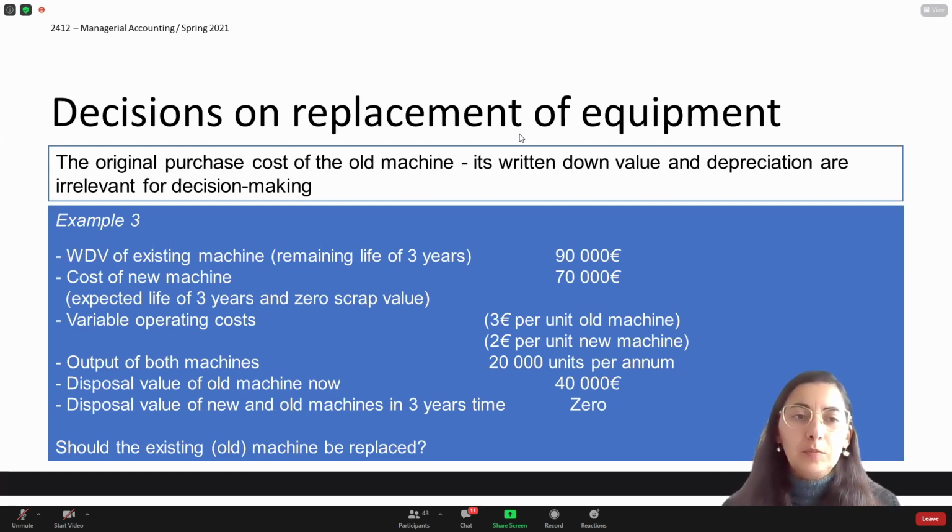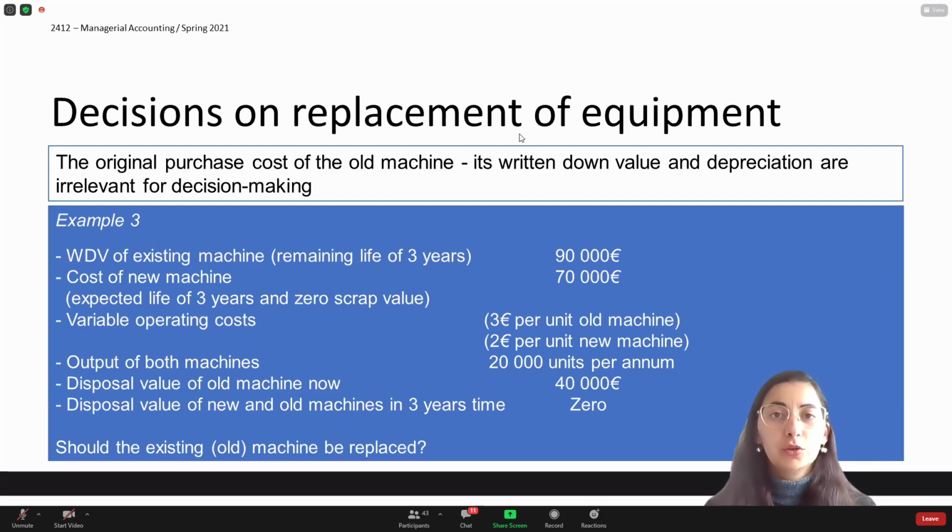So, what we want to look at, what is relevant, if you remember, we want to measure those relevant costs and revenues, and these are the ones that imply cash flow and imply the future. Okay, so what we have done in the past is irrelevant for this specific decision.